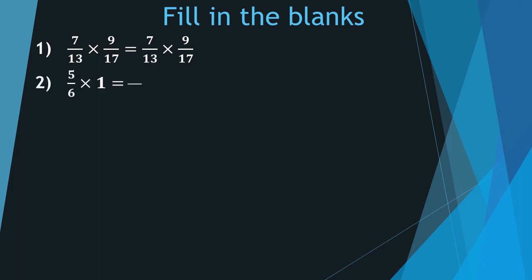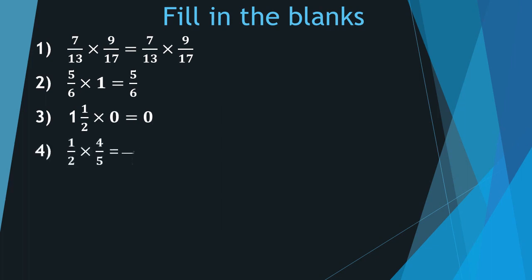Question number 2. 5 upon 6 multiplied by 1 is equal to dash. Can you guess which property we have to use? Yes, property number 2. If a fractional number is multiplied by 1, the product is the fractional number itself. So the answer is 5 upon 6. Question number 3. 1 upon 2 multiplied by dash is equal to 0. Can you guess what is the answer? Yes, the answer is 0.